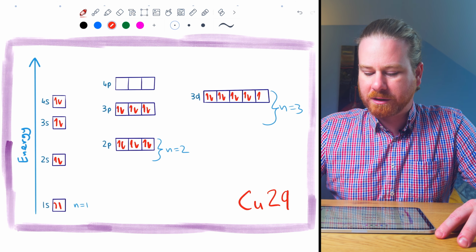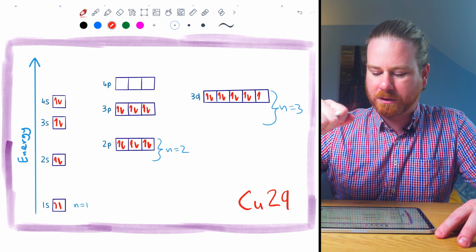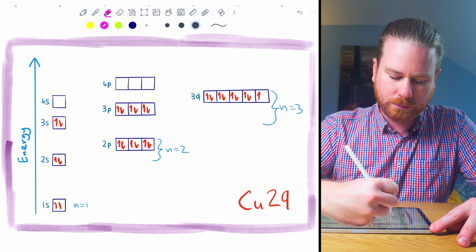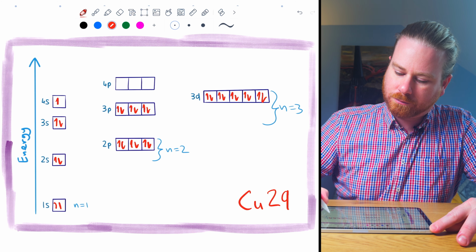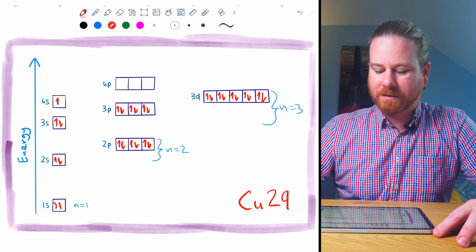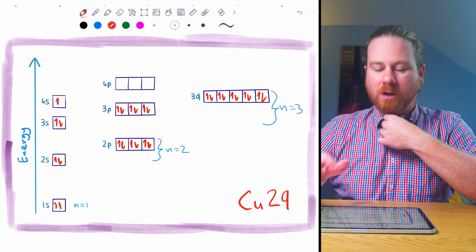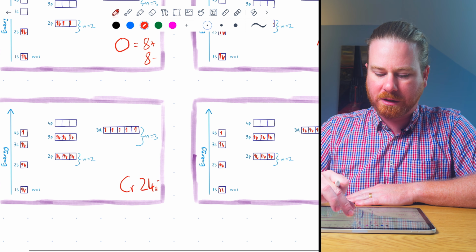What copper does is move one 4s electron over to 3d. Then again, this is just to give it some extra stability. Alright, so hopefully we are feeling a bit happier about how everything is filling, but let's write out the shorthand.